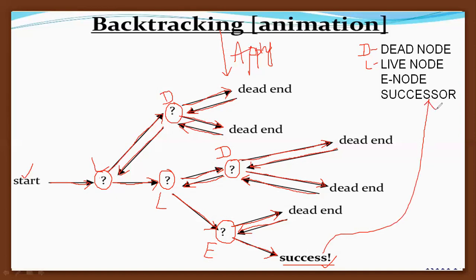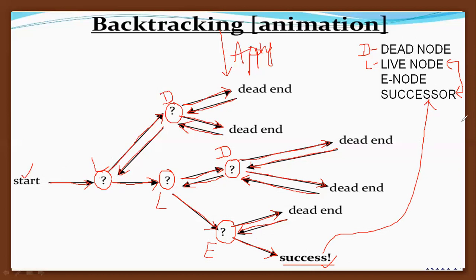This is the successor node. So initially I can start from the beginning node. How to move from a live node to a successor node is clearly defined in this diagram. Meanwhile, we have visited many dead nodes, many live nodes, and many E nodes. Finally, move to the successor node.